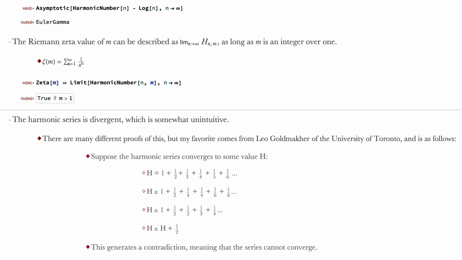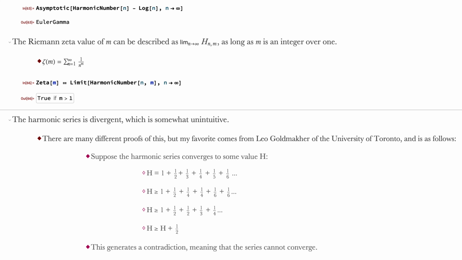This implies that h is greater than or equal to 1 plus 1/2 plus 1/4 plus 1/4 plus 1/6 plus 1/6, and so on and so forth. If you missed what we did here, we simply changed 1/3 to 1/4, 1/5 to 1/6, 1/7 to 1/8, and so on and so forth in a similar manner. Now grouping these like fractions together, we can see that h is then greater than or equal to 1 plus 1/2 plus 1/2 plus 1/3 plus 1/4, and so on and so forth.